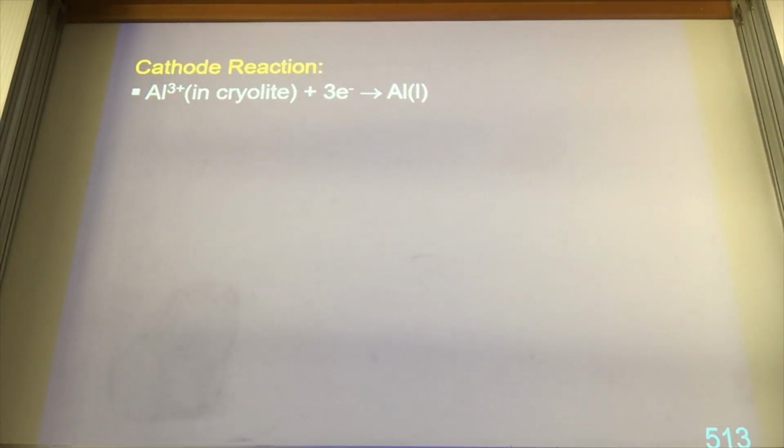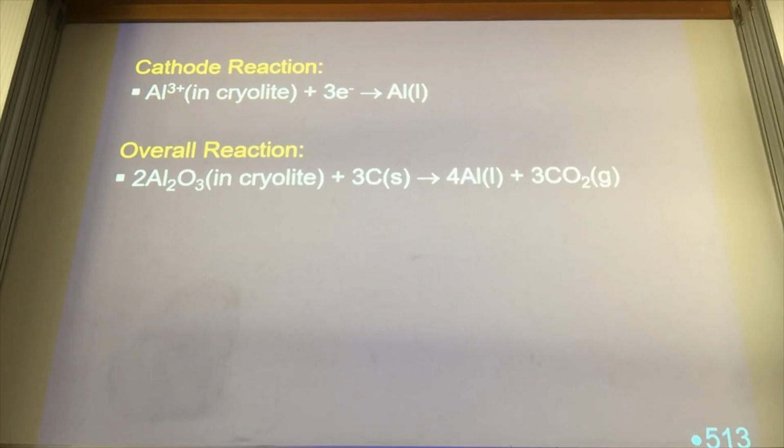The cathode reaction is pretty basic. Aluminium ions being reduced to aluminium metal, sinks to the bottom, as I say, and gets pumped out. So we can combine those equations into an overall equation. And we see our carbon anodes are being consumed. That's obviously cheaper to keep on replacing your carbon anode than it is to have a much higher voltage.